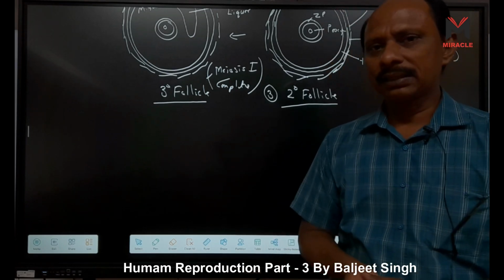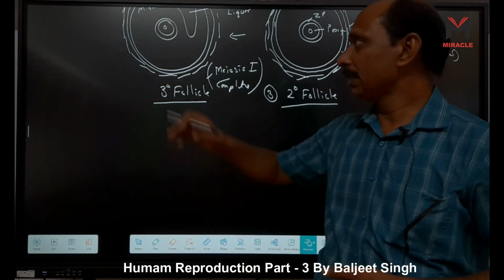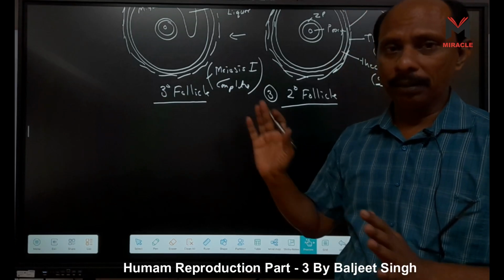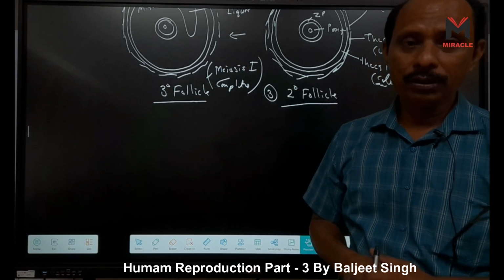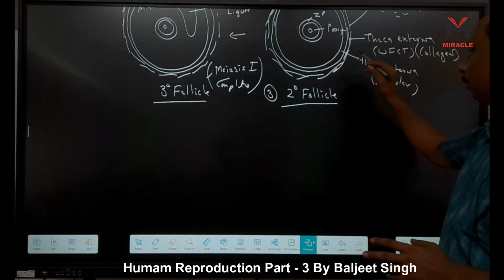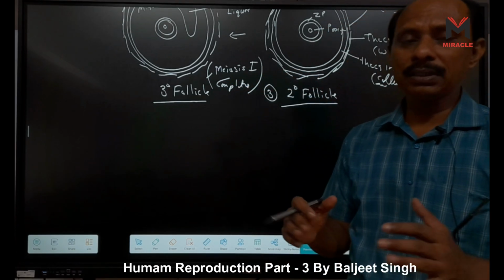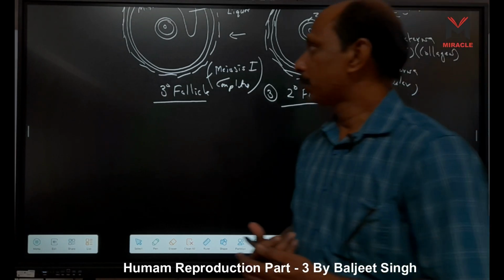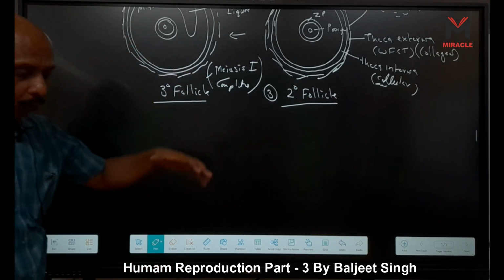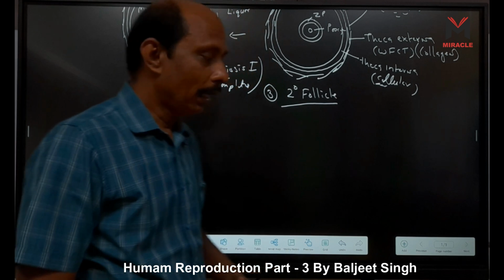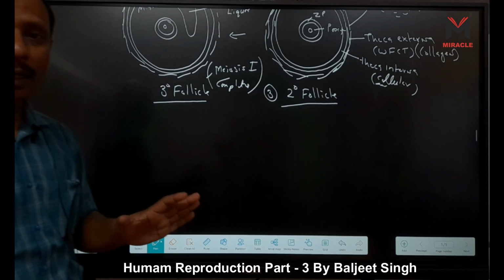It becomes eccentric. Some granulosa cells are attached with the oocyte. Now I call this one secondary oocyte, because I tell you, here meiosis first is completed, right? After meiosis first completes, the secondary oocyte is formed, right? So the secondary oocyte is located eccentrically, and some cells are also attached with the secondary oocyte. These cells are called corona radiata, right?